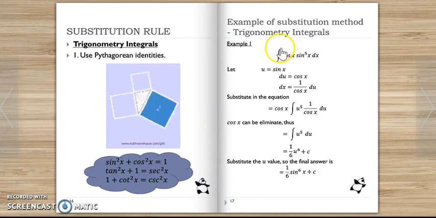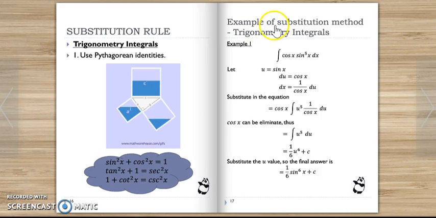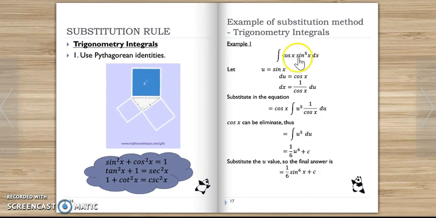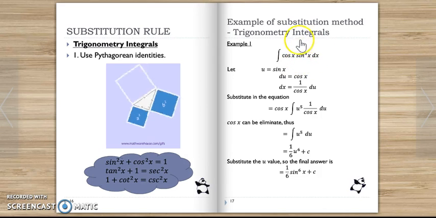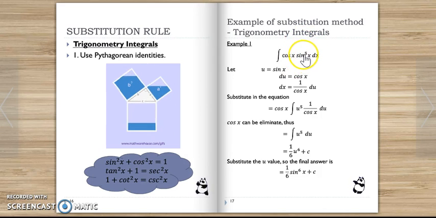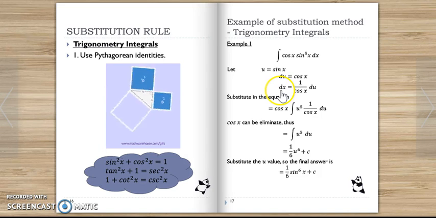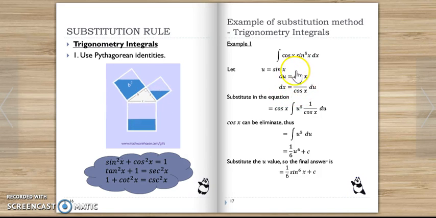So we go to the example. First example of the substitution method, trigonometric integral. Example 1: integrate cos x sin to the power of 5 x dx. Now we let u equal sin x. Why? Because we can see that sin x is the one with the higher power compared to cos x. You will find this easier if you know simple integration. Based on the table of integration, du equals cos x dx, so dx is du over cos x.